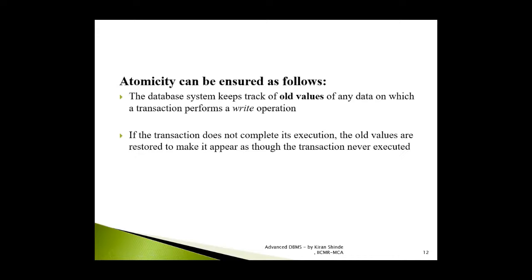Now, as I said, let us put it in these particular words. Atomicity can be ensured as follows. The database system keeps track of old values of any data on which a transaction performs a write operation. If the transaction does not complete its execution, the old values are restored to make it appear as though the transaction never executed. It means it has to roll back if anything happens while the transaction is executing. In DBMS, atomicity is handled by a very special component called the transaction management component. Okay, so it is very important to remember.